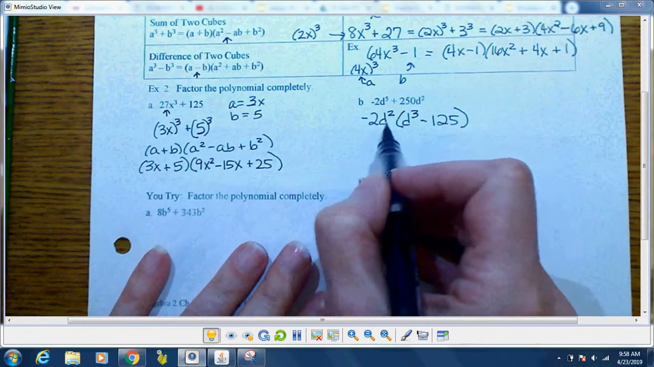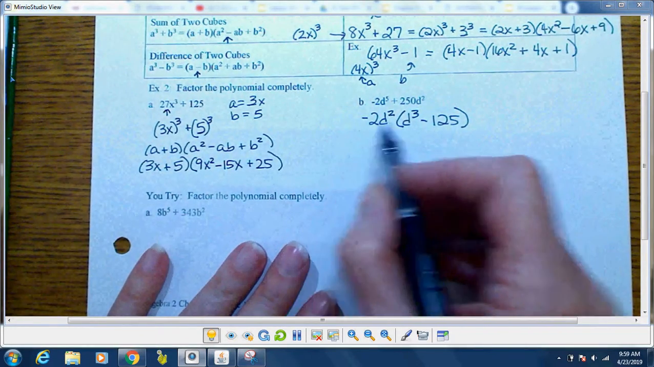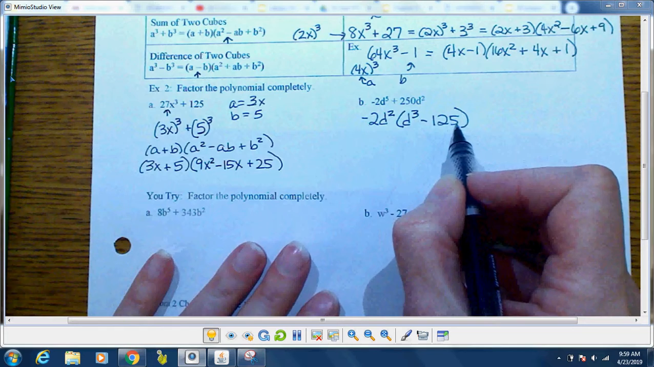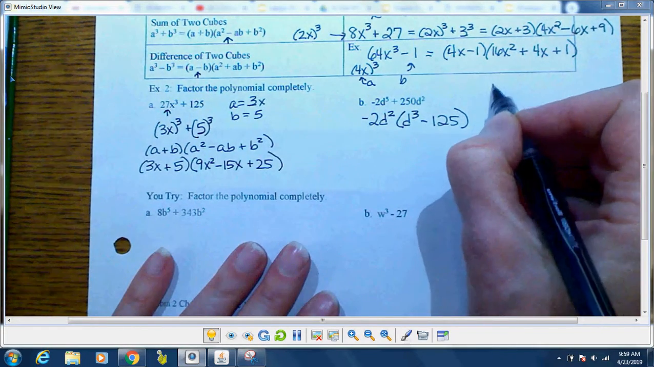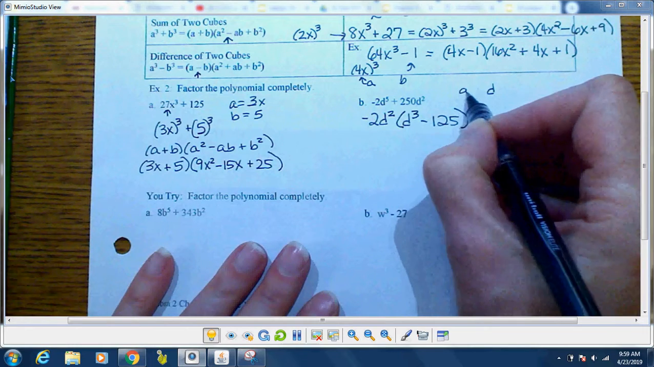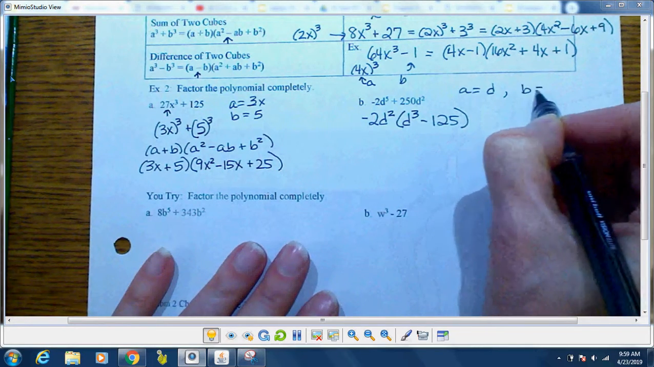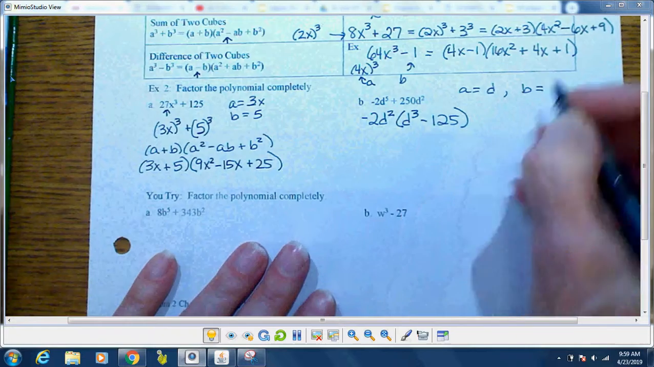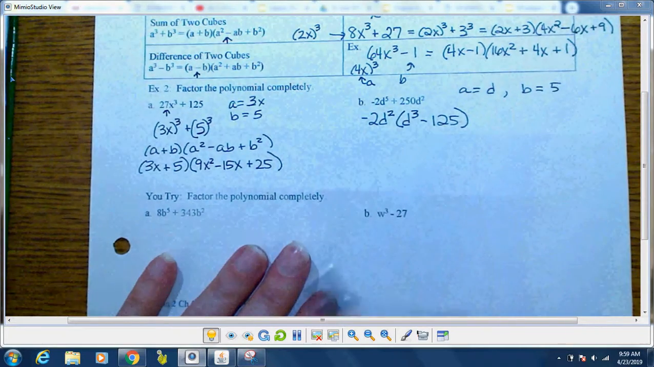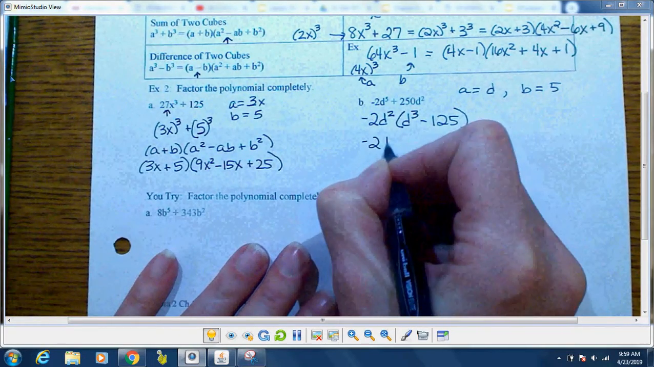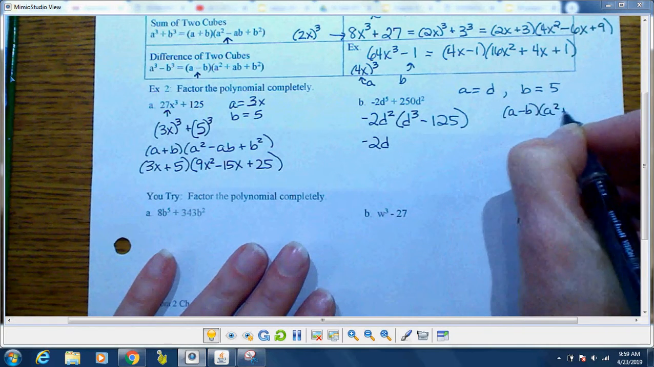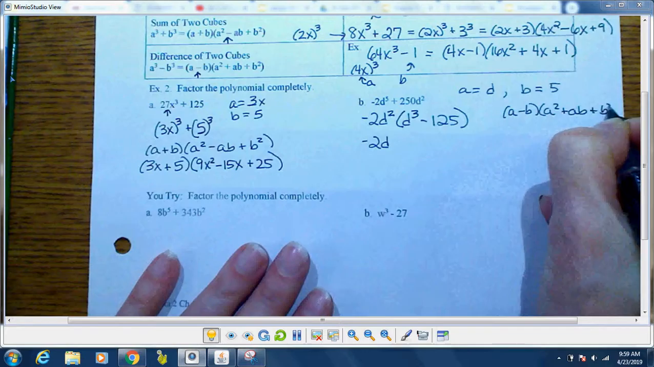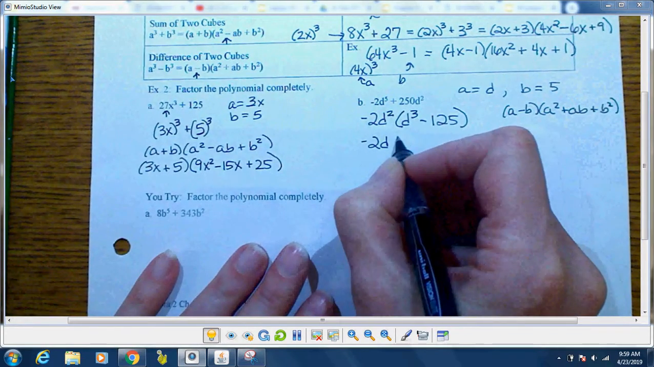Okay, so this negative 2d squared, nothing we can do with this, but this d cubed minus 125, that's the difference of two cubes. So d, or my a value equals d, my b value, 5 cubed is 125, so it's 5. So now I just plug that in. I'm going to write the pattern here really fast. The more you write the pattern out, the quicker you're going to be to memorize it.